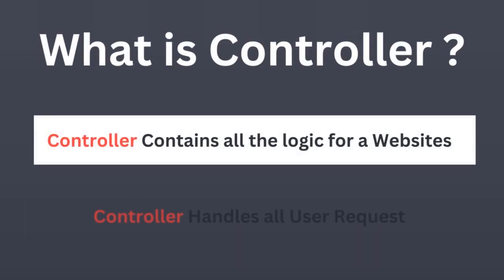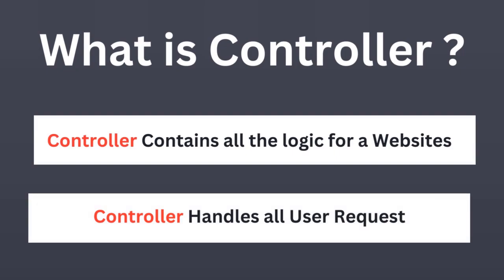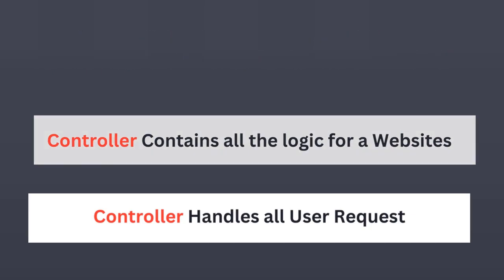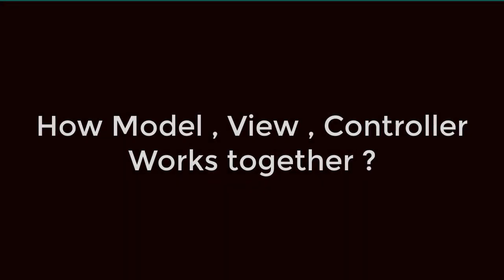Now the controller. The controller acts like a brain. Now what does it mean? The controller has all the logic, and depending on a user request, the controller decides whether to accept or reject that certain request. Now let me explain how those three, model, view and controller, work together in a browser.